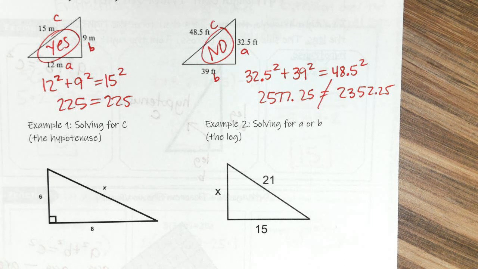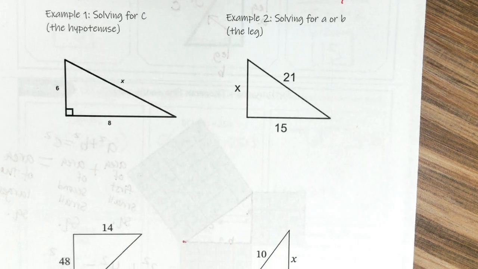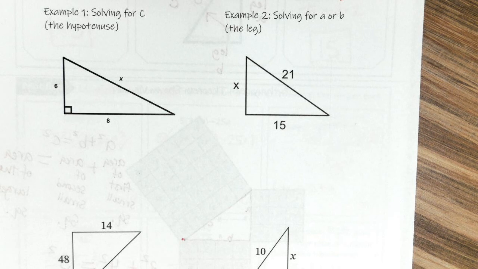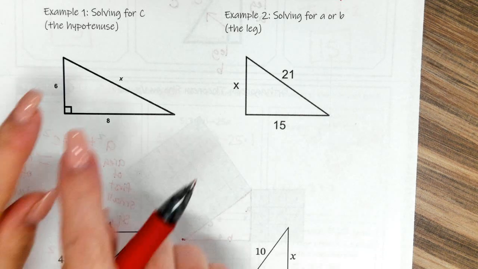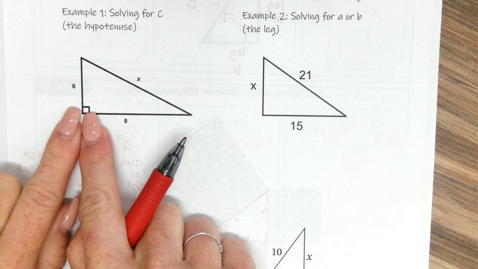Make sense? Yes? All right, the last thing that you can do to use this formula is to solve for a missing side. Now, this only works if you know it's a right triangle already. So they're telling you this is a right triangle.